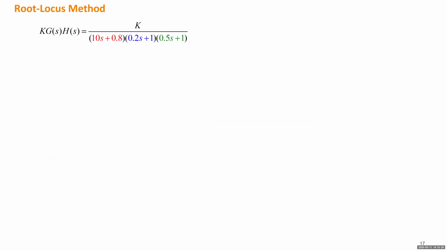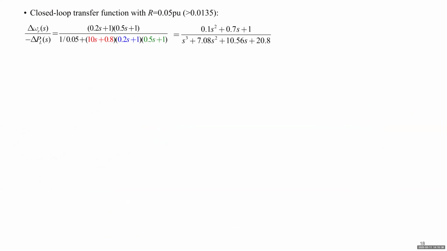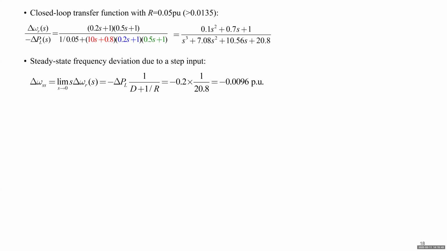Let's talk about the next method. I would maybe need to spend more time on the root locus method. But before that, we can verify what we got so far. We know R has to be bigger than 0.0135. So what if we take a value, 0.05, bigger than that stability boundary?